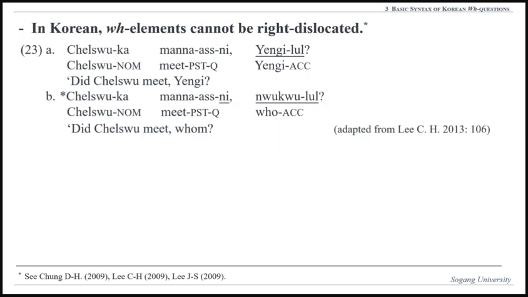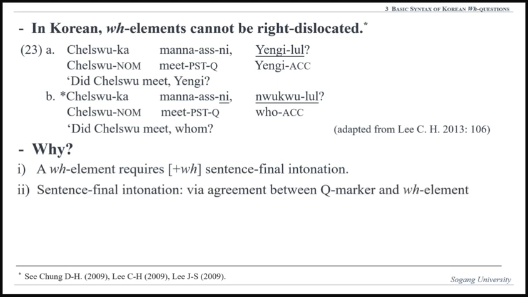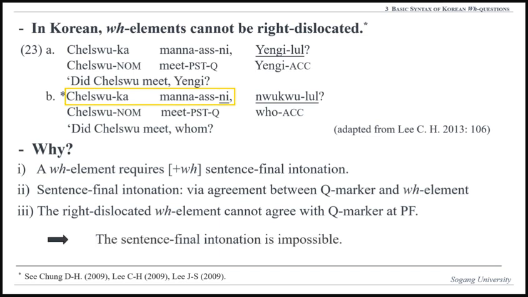In 23, A is grammatical when the object 영희를 is right dislocated. But in 23b, if the WH element 누구를 is right dislocated, then the sentence becomes ungrammatical. The difference between 23a and b could be explained as follows. A WH element requires plus WH sentence final intonation. And the sentence final intonation is possible when there is an agreement between the Q marker and the WH element. However, the right dislocated WH element cannot agree with the Q marker at PF because there is no overt WH element here. Then the sentence cannot have the sentence final intonation, and therefore the sentence in 23b is ungrammatical. So, if we consider the sentence final intonation, we can explain why the sentence cannot be the WH question.